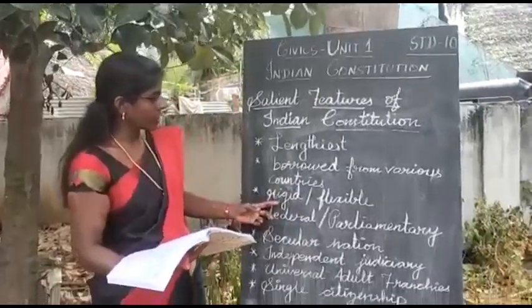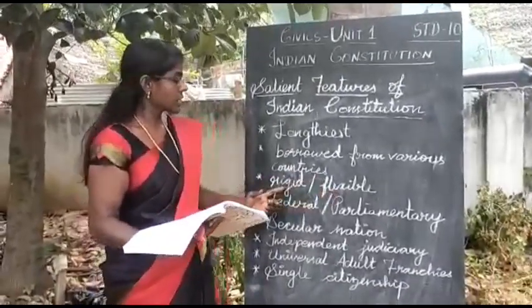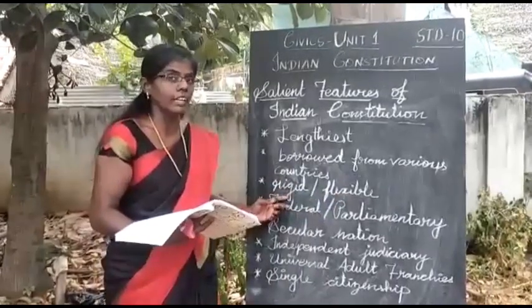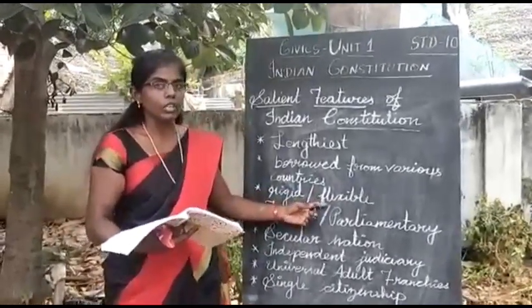Third point, I have mentioned here: rigid as well as flexible. So rigid means what? In Tamil we can say kadinama irukkuradhu. Flexible means valaindu kodukkadhu, like a rubber band.